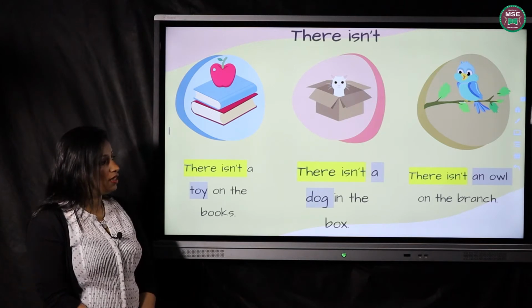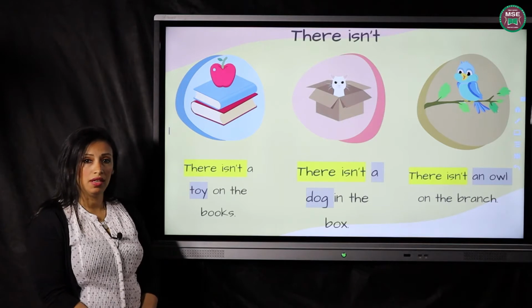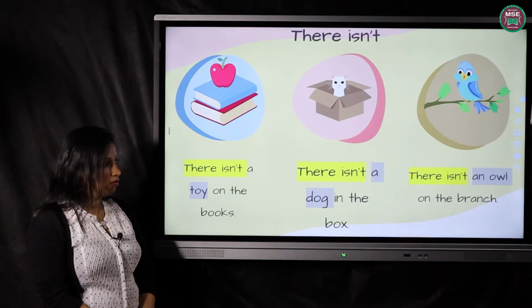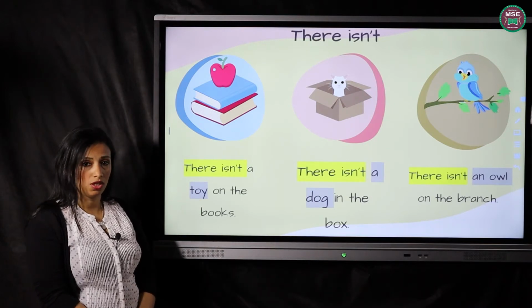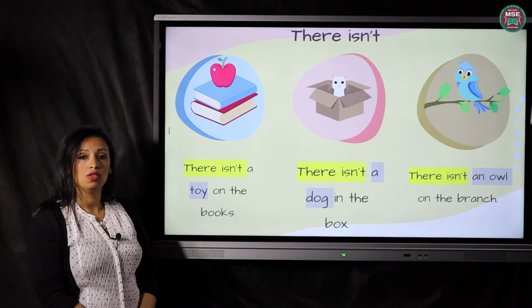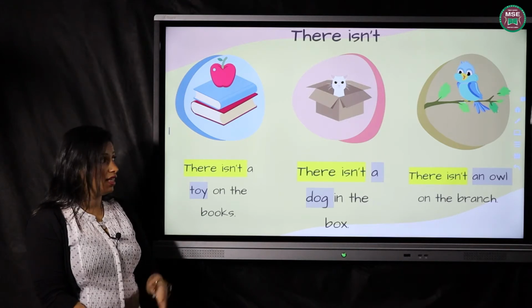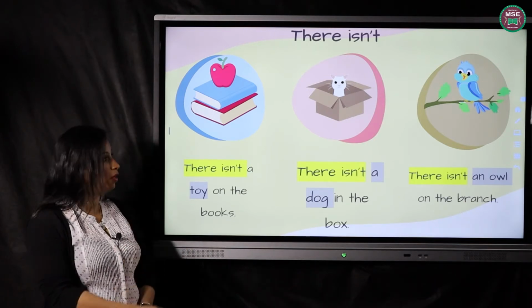Okay, there isn't an owl on the branch. Look here. Can you see this is a bird? This is not an owl. So what are we going to say? There isn't an owl on the branch. So we use there isn't to talk about things that don't exist around us or that I can't see. But we are talking about one thing.